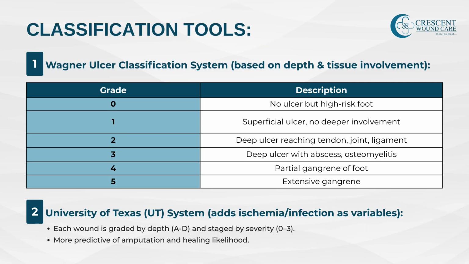To document and manage DFUs, use standardized classification systems. The Wagner classification is based on depth and tissue involvement, ranging from 0, no ulcer, to 5, extensive gangrene. The University of Texas UT system goes a step further by including infection and ischemia. These tools help in guiding treatment decisions and predicting healing outcomes.